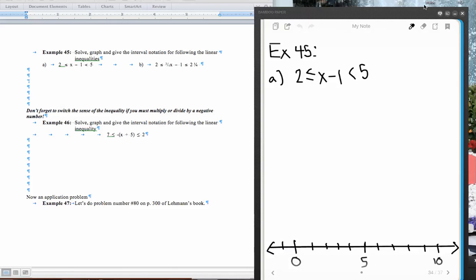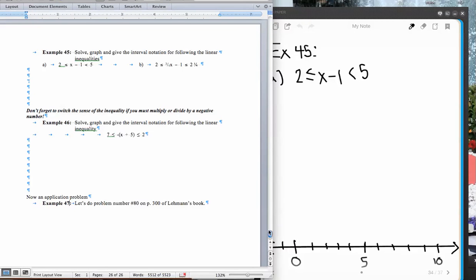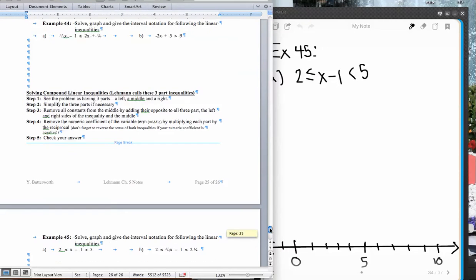Okay, section 5.7 continued here with compound inequalities. To solve a compound linear inequality, we're actually doing two separate problems simultaneously.